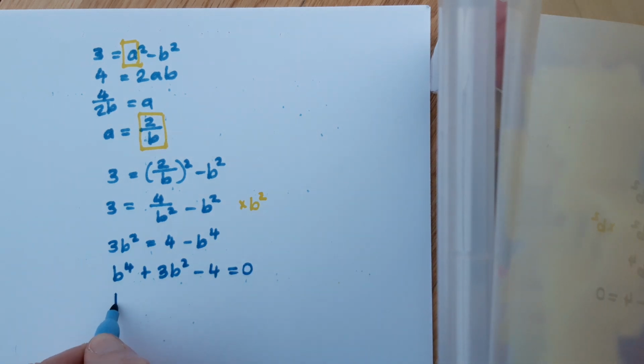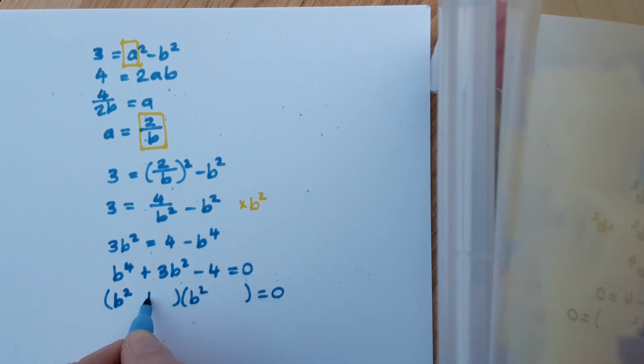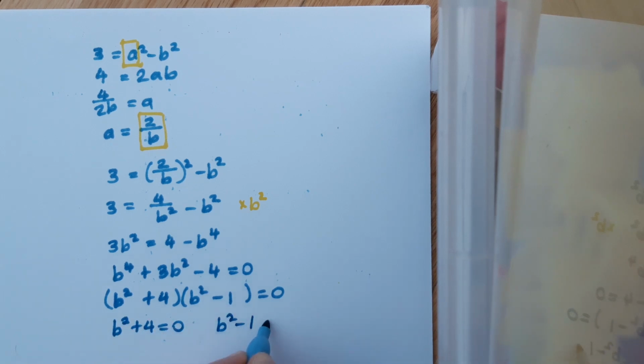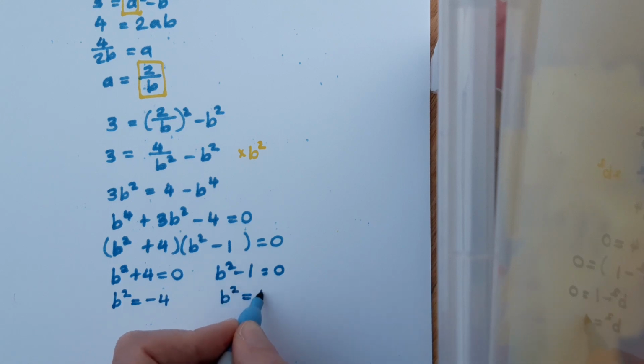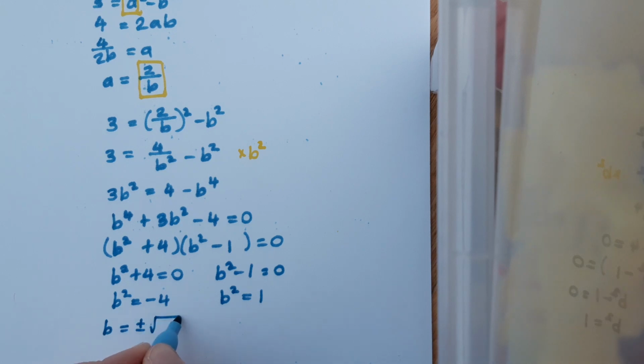I want to factorize this. It's going to be (b squared plus 4)(b squared minus 1). And then solving this, I can say that b squared plus 4 equals 0, or b squared minus 1 equals 0. That would mean that b squared could be equal to minus 4, or b squared could be equal to 1. And that means that b could be equal to the positive or negative root of minus 4, or b could be equal to the positive or negative root of 1.